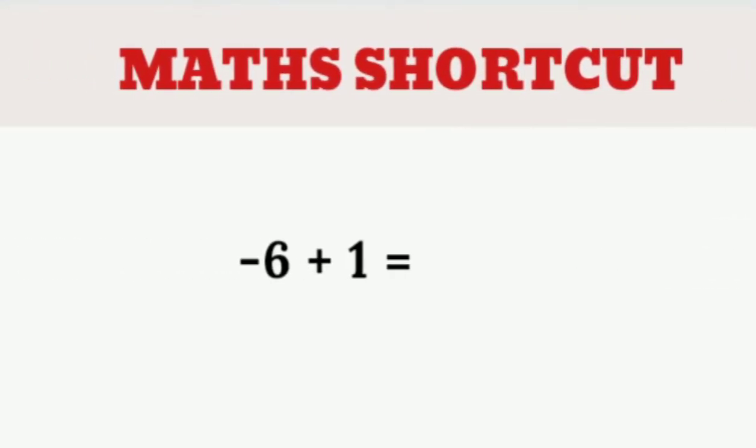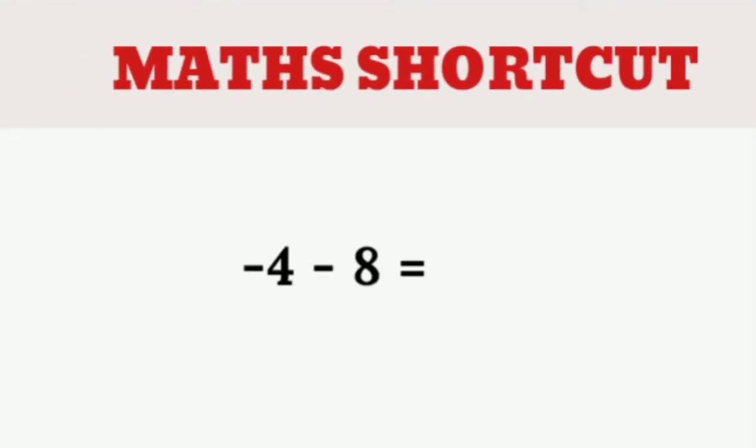The next example is minus 6 plus 1. Different signs here. What do we do? We subtract and put the sign of the bigger number. 6 minus 1 is 5. And the sign of the bigger number is minus. So the answer is minus 5.